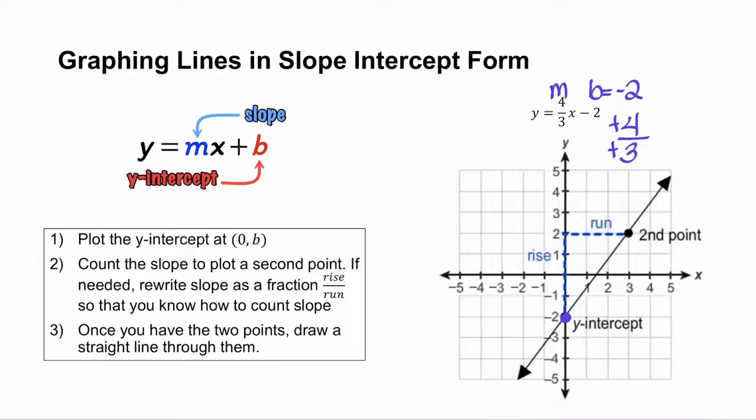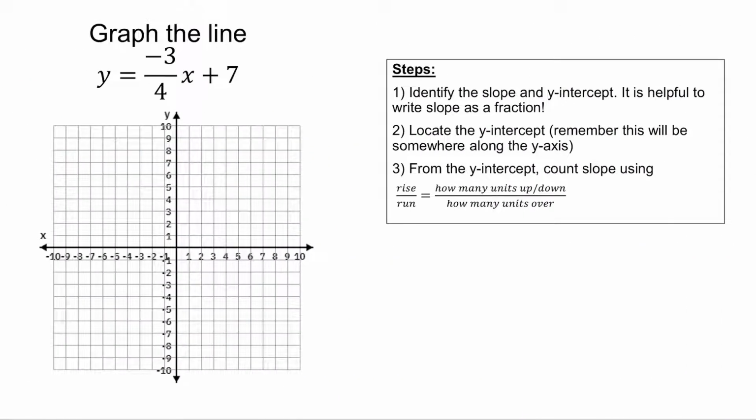Because it's positive. So that means that I go from this first point and I count up 1, 2, 3, 4, and then I go right 1, 2, 3, because up is positive and right is positive. So that's how I get this second point right here, and then I connect these 2 points to form the graph of my line. So let's try graphing y equals negative 3/4 x plus 7.